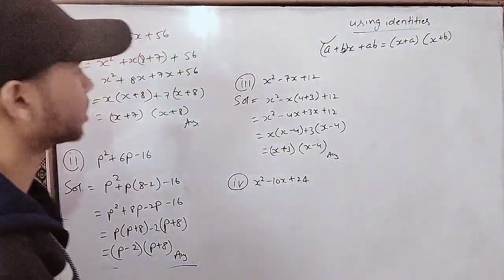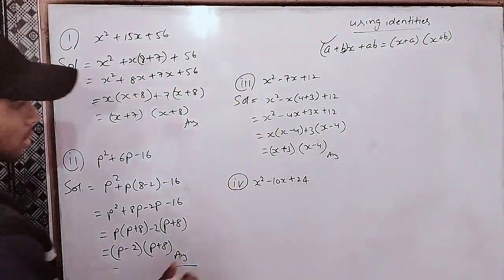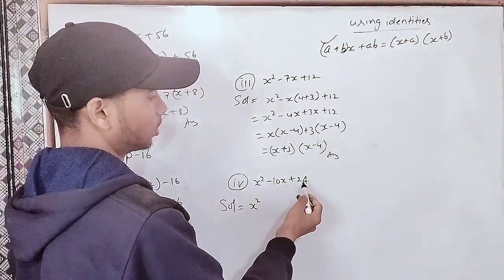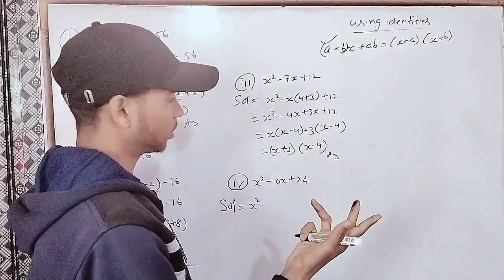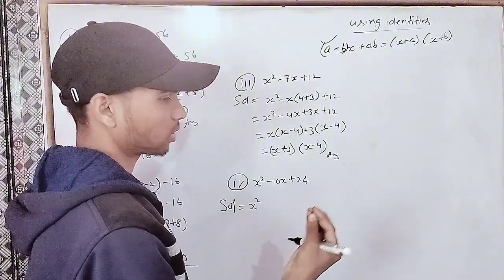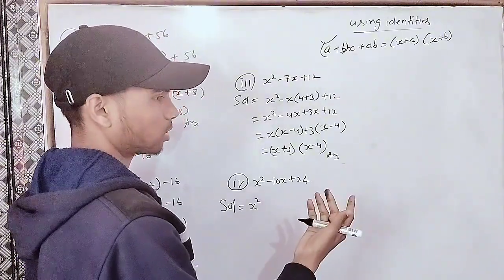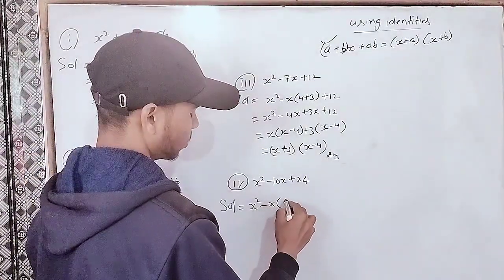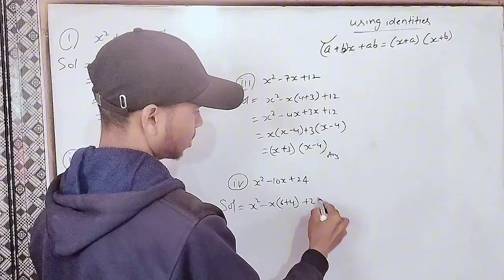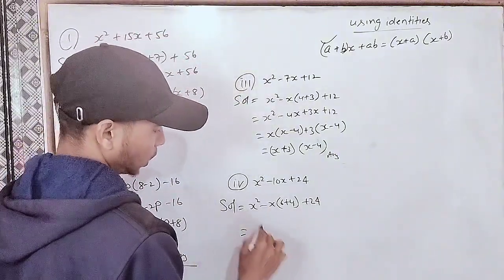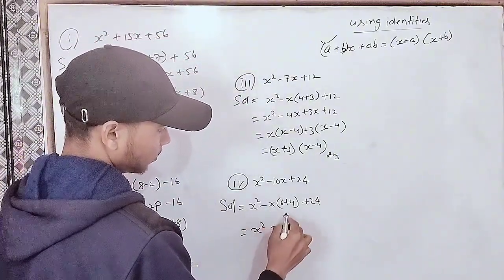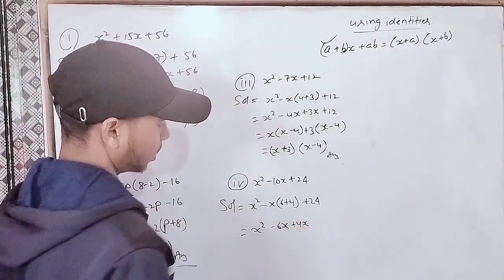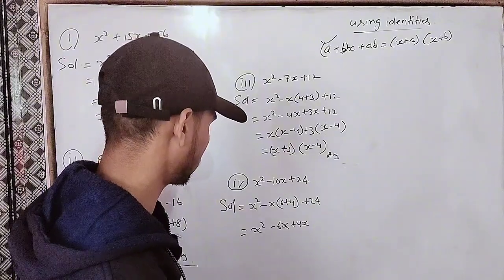Is it simple? Similar here. x square as it is. Now here 24. 8 times 3 is 24. 6 times 4 is 24. 6 plus 4 is 10. So x square as it is. Now we will multiply x with 6. 6x, then 4x. Clear?